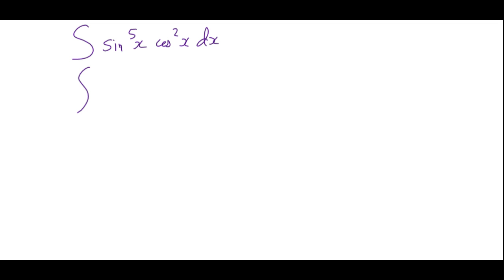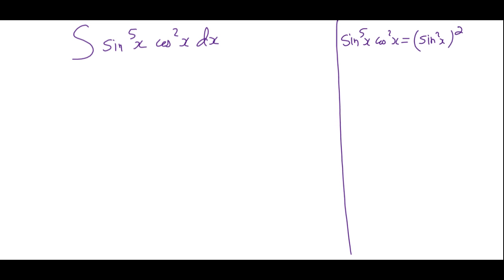Let's go over here. So we'll do some stuff over here, right? We'll take sine to the fifth x cos squared x and write that as sine squared x squared. What's sine squared squared? Sine to the fourth, right? Times cos squared x times sine x.